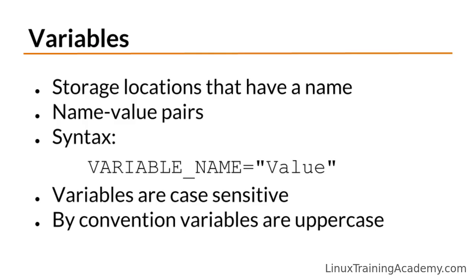You can use variables in your shell scripts. Variables are simply storage locations that have a name. You can think of variables as name-value pairs. To assign a value to a variable, use the syntax variable name equals value. Make sure not to use any spaces before or after the equal sign. Also, variables are case sensitive, and by convention, variable names are in all uppercase.